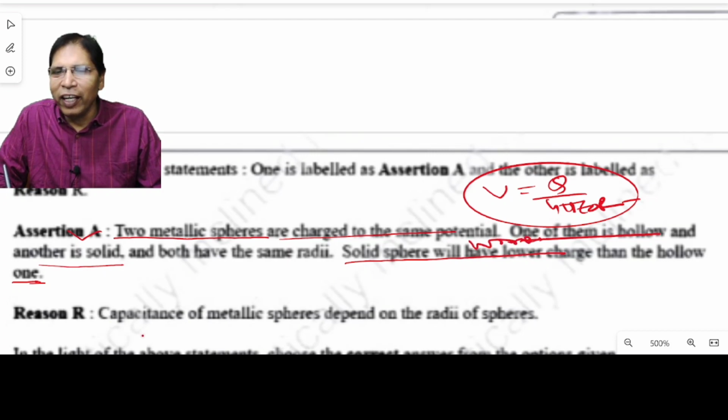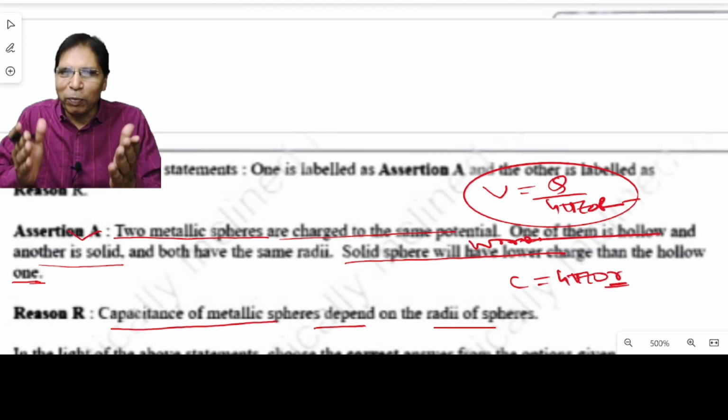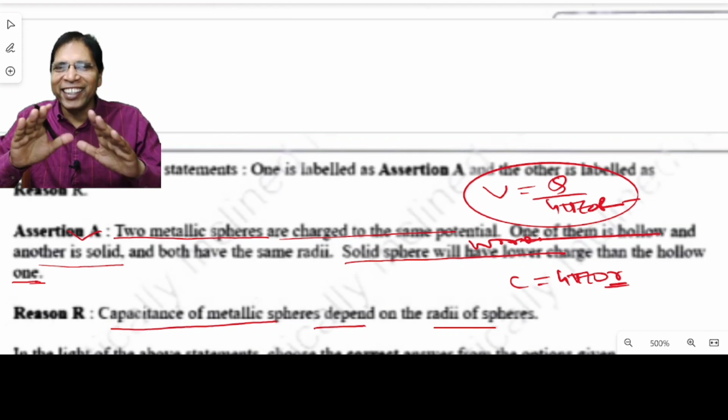Now, the capacitance of a metallic sphere depends on the radius of the sphere. Yes, this is correct. C equals 4 pi epsilon naught R depends on radius. Therefore, assertion false and reasoning correct.